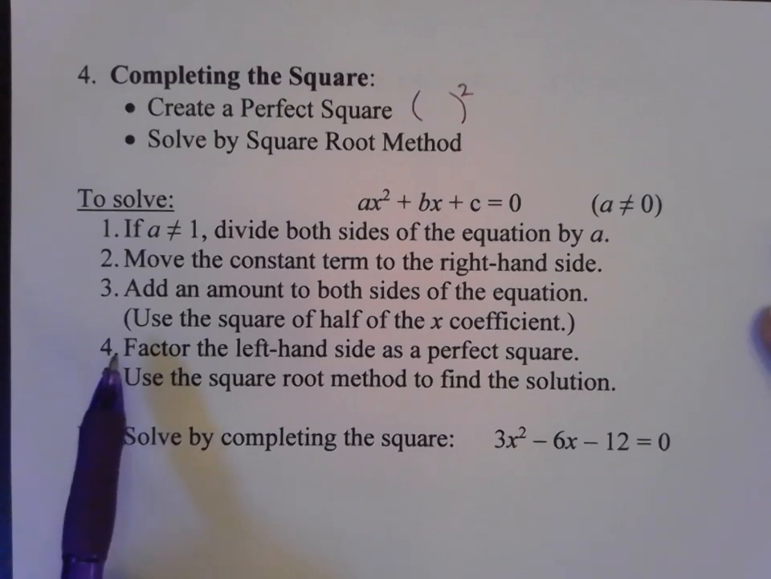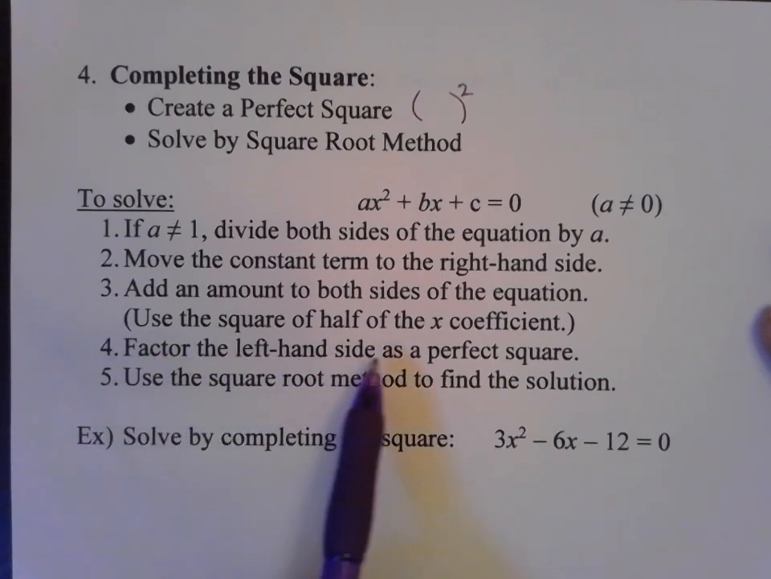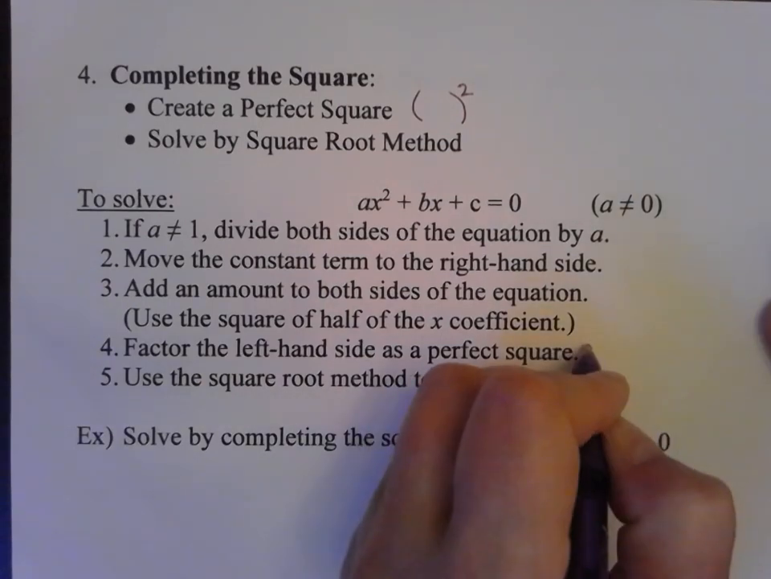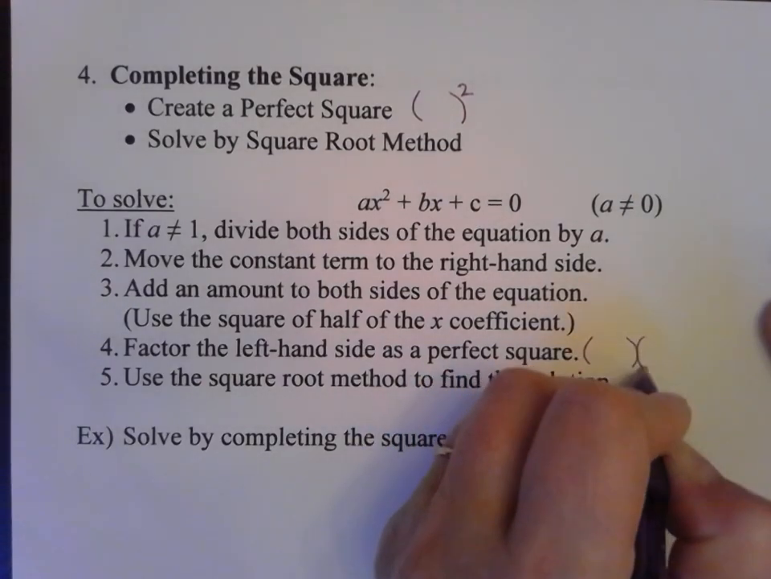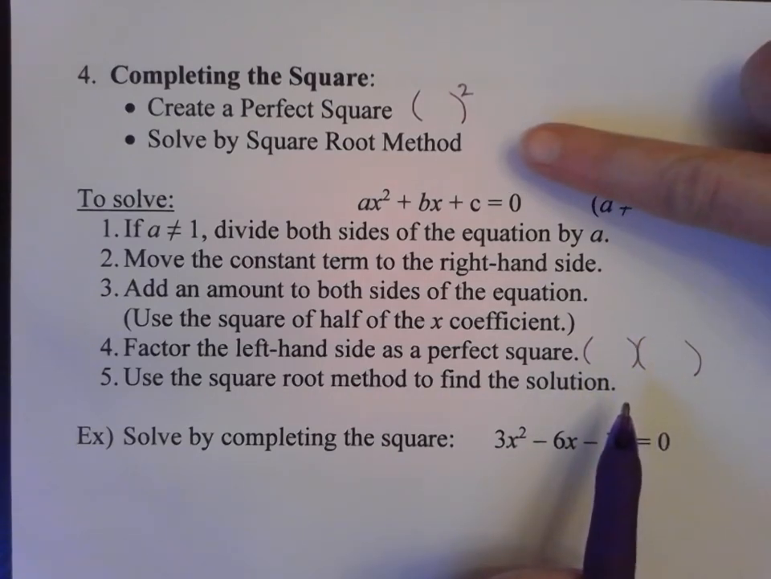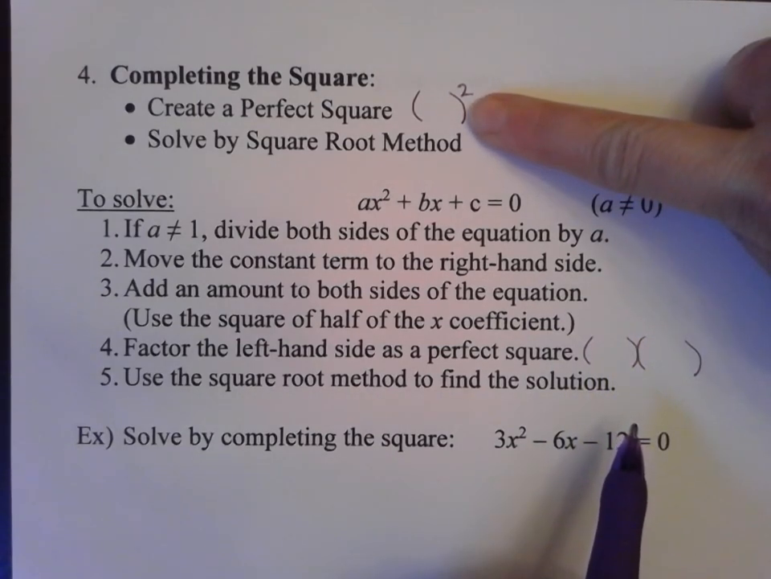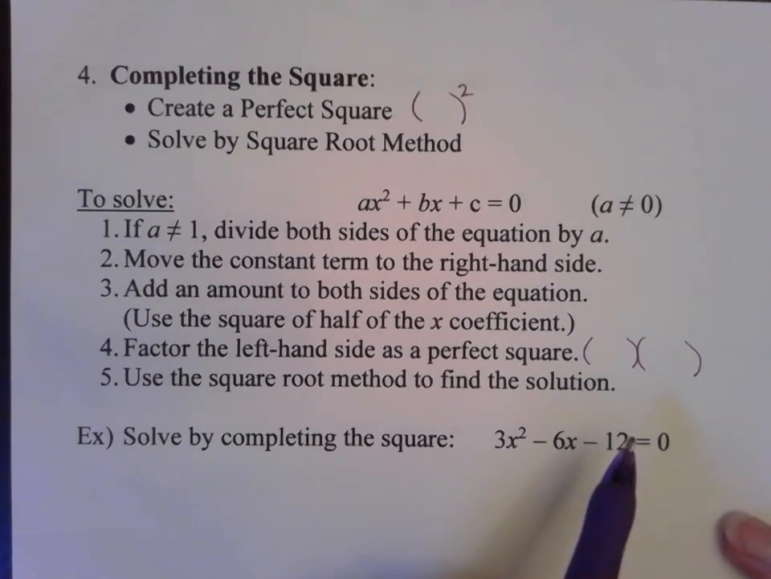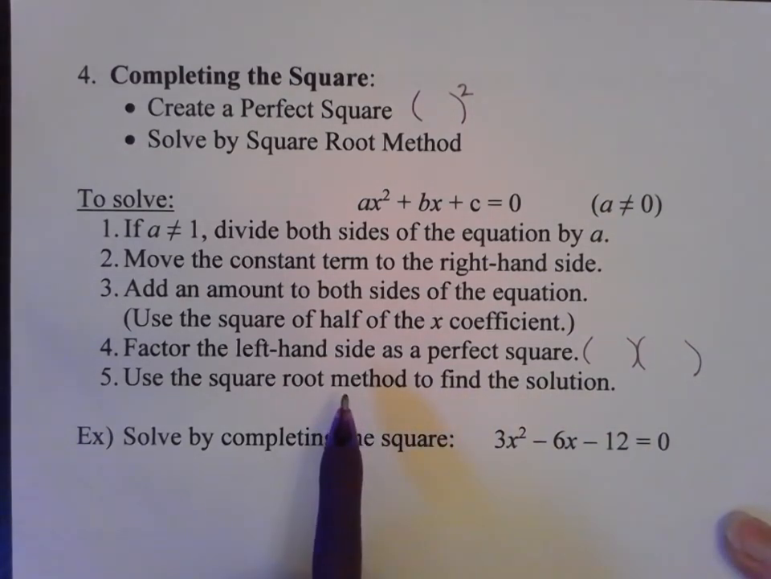Once we've done that, we're going to factor the left-hand side into our perfect square. We should have two equal parentheses that are the same, and because they're the same, we can write it as a perfect square. And like we said earlier, the last step is to use the square root method.